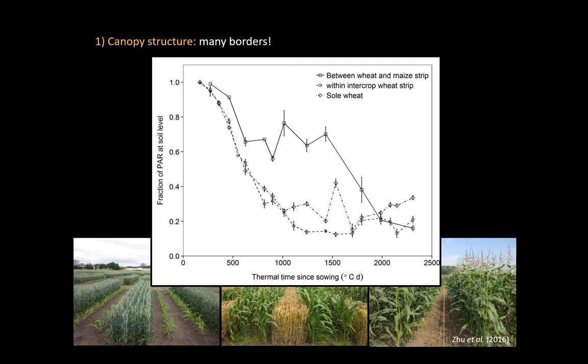You can see the same pattern if you do these light measurements in the middle of an intercrop wheat strip. So those are the open circles. You can also see this data going down over time. But if you measure in between the wheat and the maize strip, so basically next to the border wheat row, you can see that initially the fraction of light is going down, but then it stalls for a bit and stays at a level of around 0.6, and then goes down later as the maize starts to develop. So this extra light is available for wheat plants at the border to grow better than the plants in the middle of the strip.